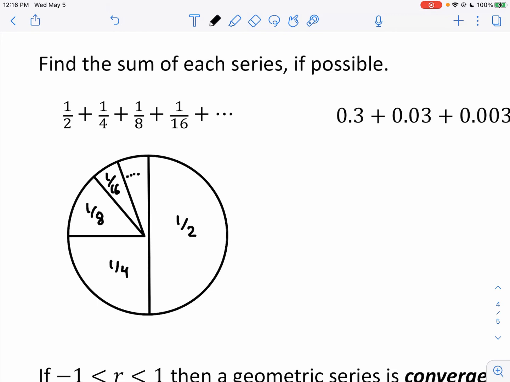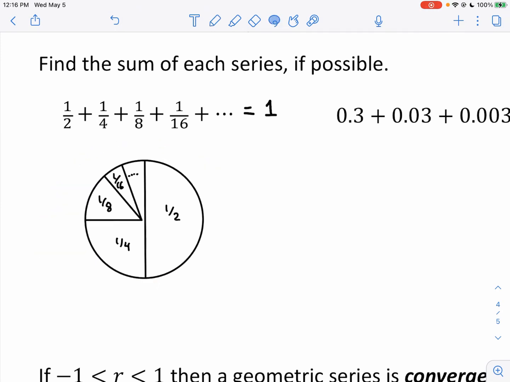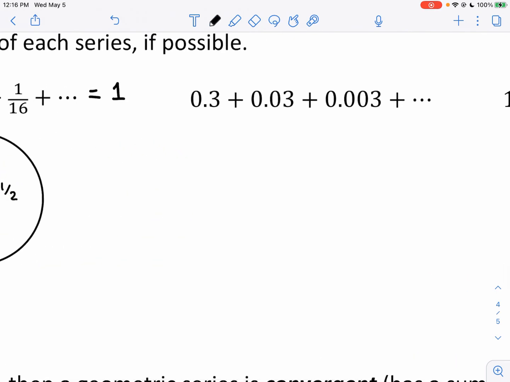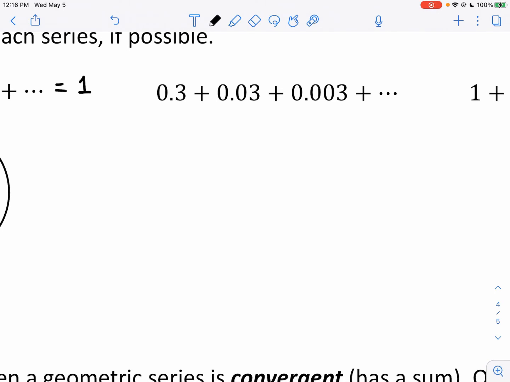And notice that if you take all these pie pieces and put them back together, you should get the one whole circle again. So it stands to reason that the sum here should be just 1, representing the entire circle. Let me shrink that down a little bit, put that right there. Okay, the next one. 0.3 plus 0.03 plus 0.003, etc.